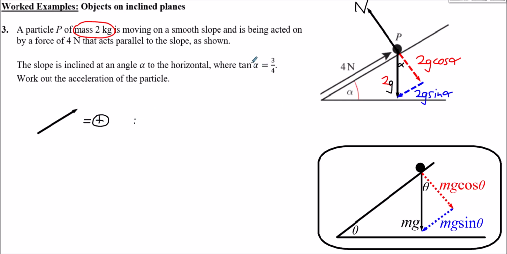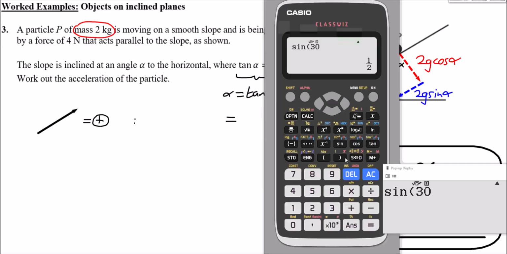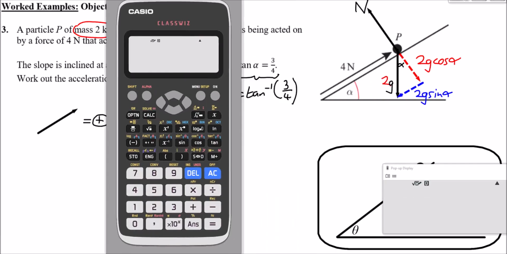Now tan alpha is 3/4. There's a few ways we could work out alpha. I'm going to show you the best way after. It's tempting here, and this will work in this case, to think, well, if tan alpha is 3/4, I can simply just do, well, alpha will be tan minus 1 of 3/4. So if we work this one out here, tan minus 1 of 3/4.